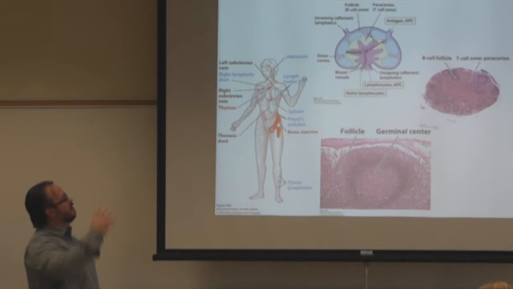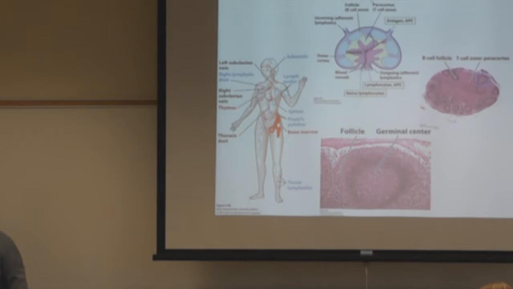So here's where the little dance between B cells and T cells happens. Where are the T cells? No, they're going to be in the paracortex, or the middle section. So that's the paracortex, and here it says T cell zone.